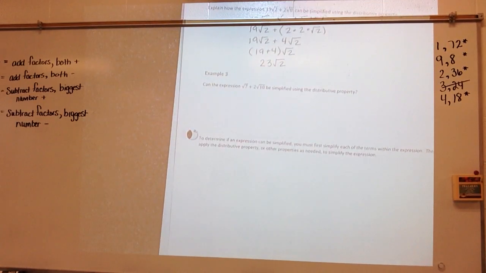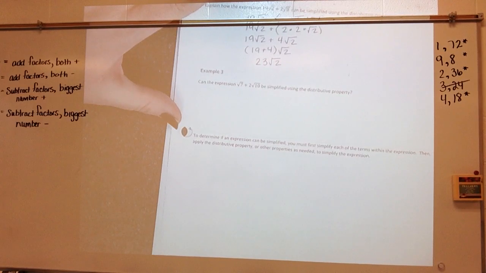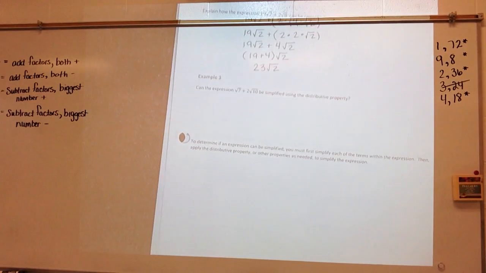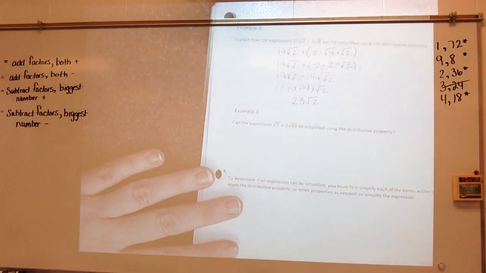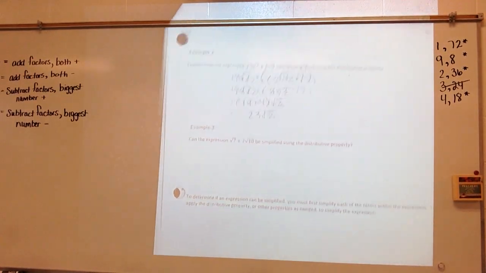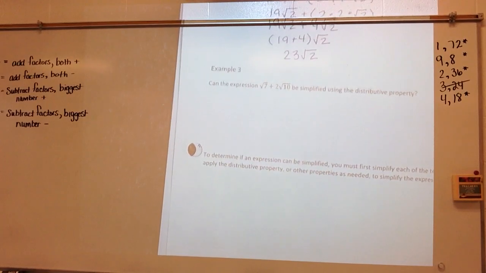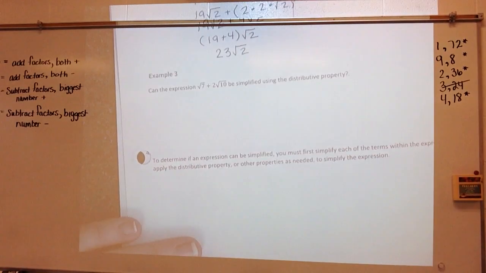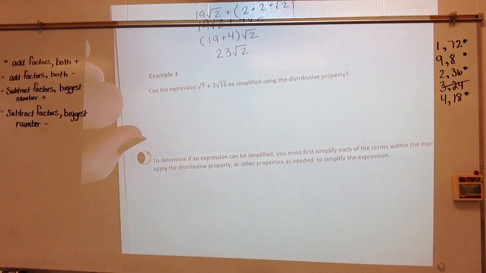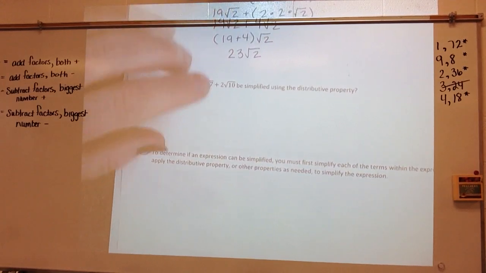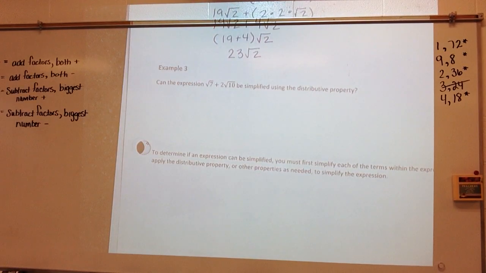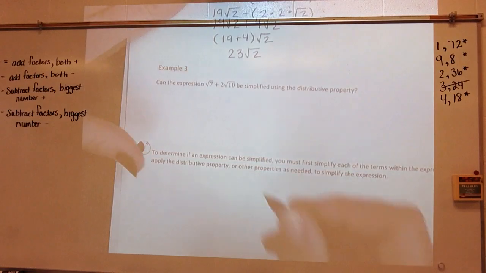Example number 3. Can the expression square root of 7 plus 2 square root of 10 be simplified using the distributive property? Think about this for just a second. Remember, our whole goal is to simplify the best that we can. Alright. Square root of 7 cannot be simplified. Square root of 10 cannot be simplified. So there is no way. So no, the expression cannot be simplified.